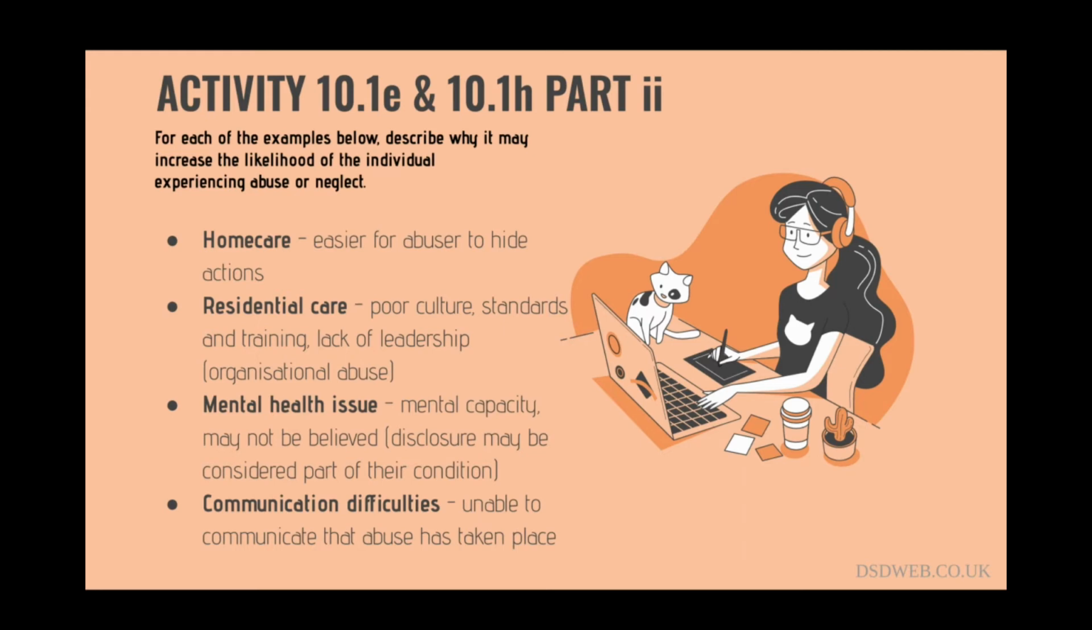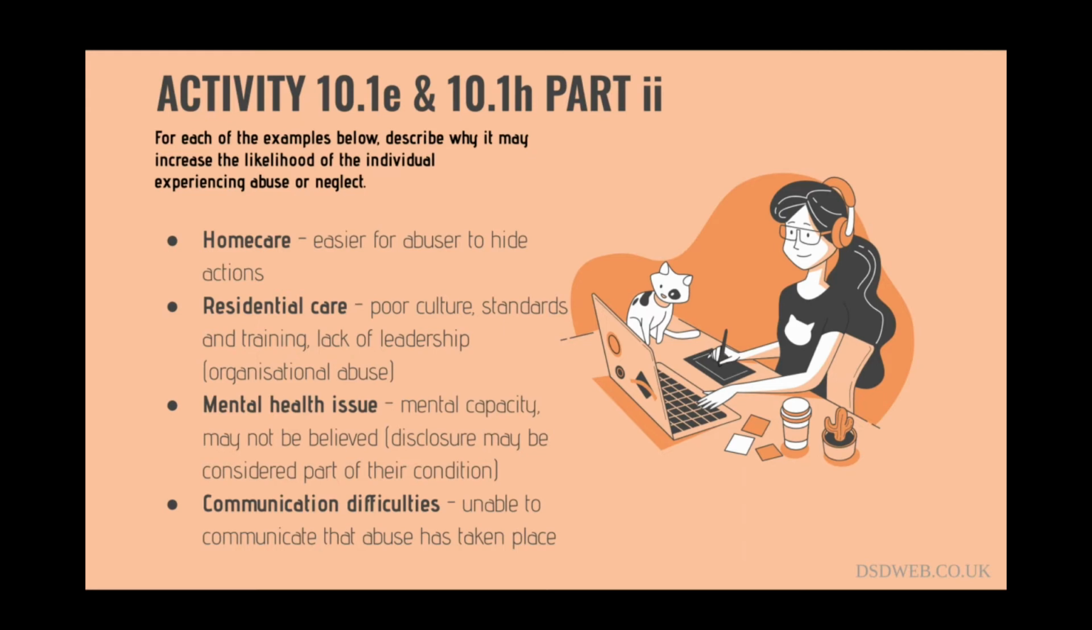The third example is an individual experiencing a mental health issue. This may mean that they have reduced capacity and are unable to understand that abuse has occurred or what they can do about it. It could also result in them not being believed if they disclose the abuse. For example, if an individual has psychosis, staff may consider a disclosure of abuse to be a delusion or a hallucination.